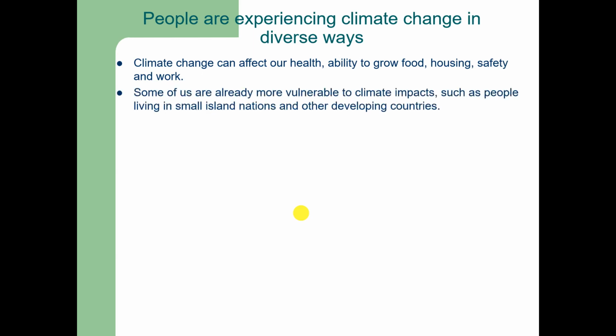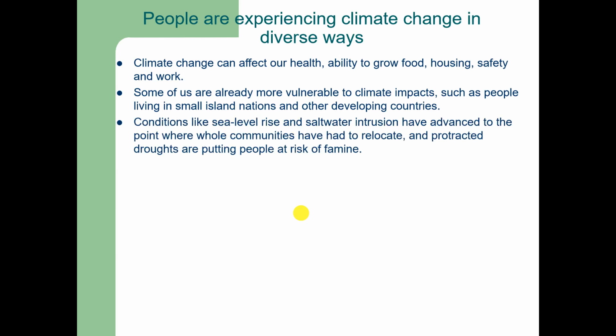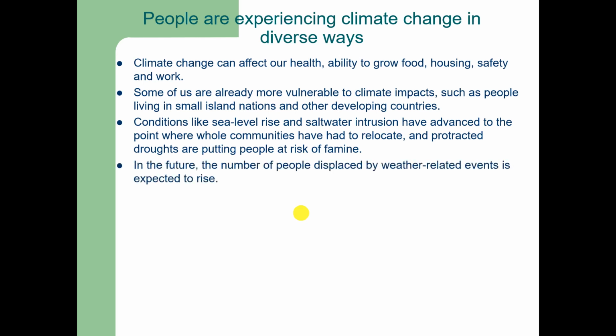Some of us are already more vulnerable to climate impacts, such as people living in small island nations and other developing countries. Conditions like sea level rise and saltwater intrusion have advanced to the point where whole communities have had to relocate, and protracted droughts are putting people at risk of famine. In the future, the number of people displaced by weather-related events is expected to rise.